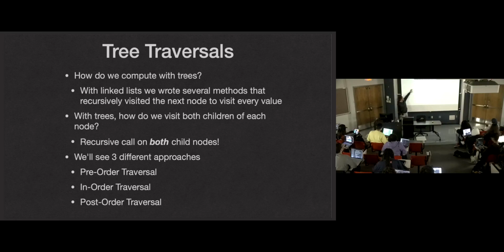How are we going to write that code? And it's actually pretty simple. If you were using recursion with your linked lists, you would make the recursive call on the next node, make the recursive call on the next node until you see null. With a tree, it's the same thing. You just make 2 recursive calls, and you're done. That's it.